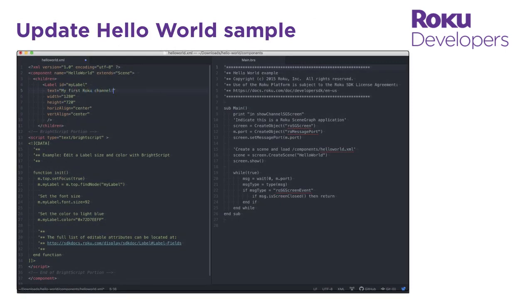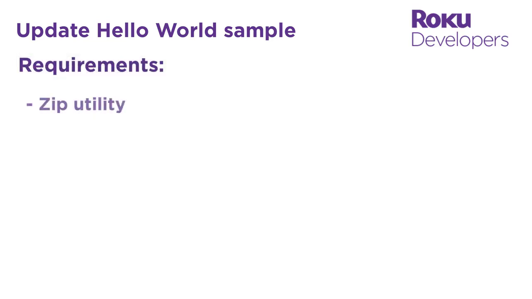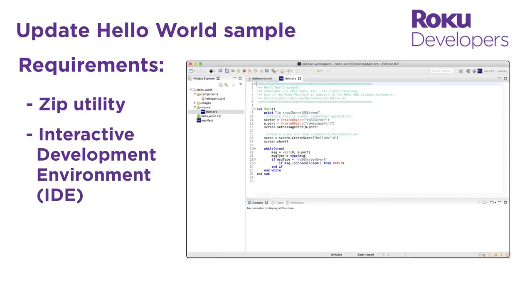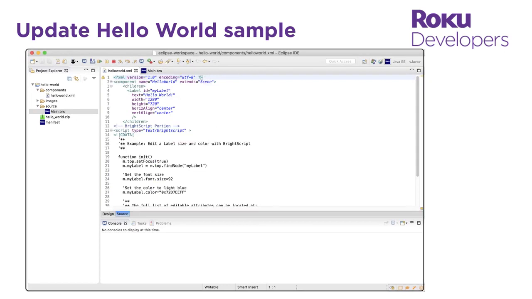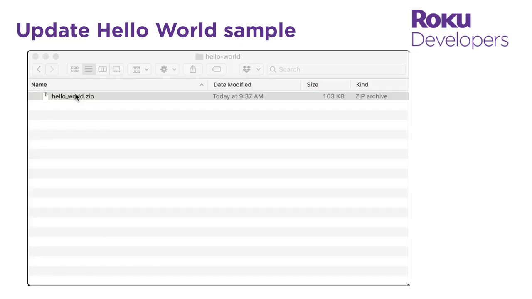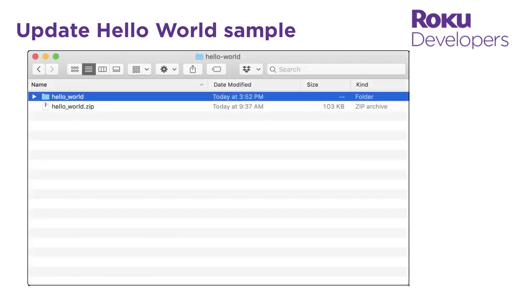To get started, you just need a zip utility to extract and archive channels and an IDE such as Eclipse, Atom, or Visual Studio to program the channel. Roku's Eclipse plugin, along with some other Roku plugins for popular IDEs, are linked from the Resources folder. The first step is to unzip the Hello World sample channel. The channels directory contains the following folders and files.